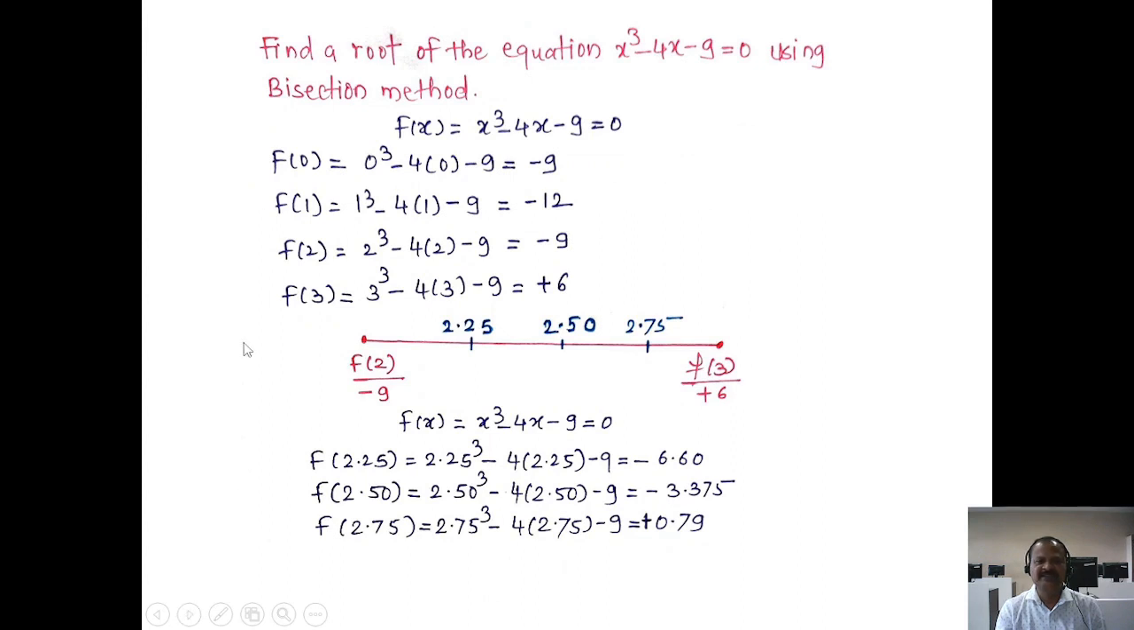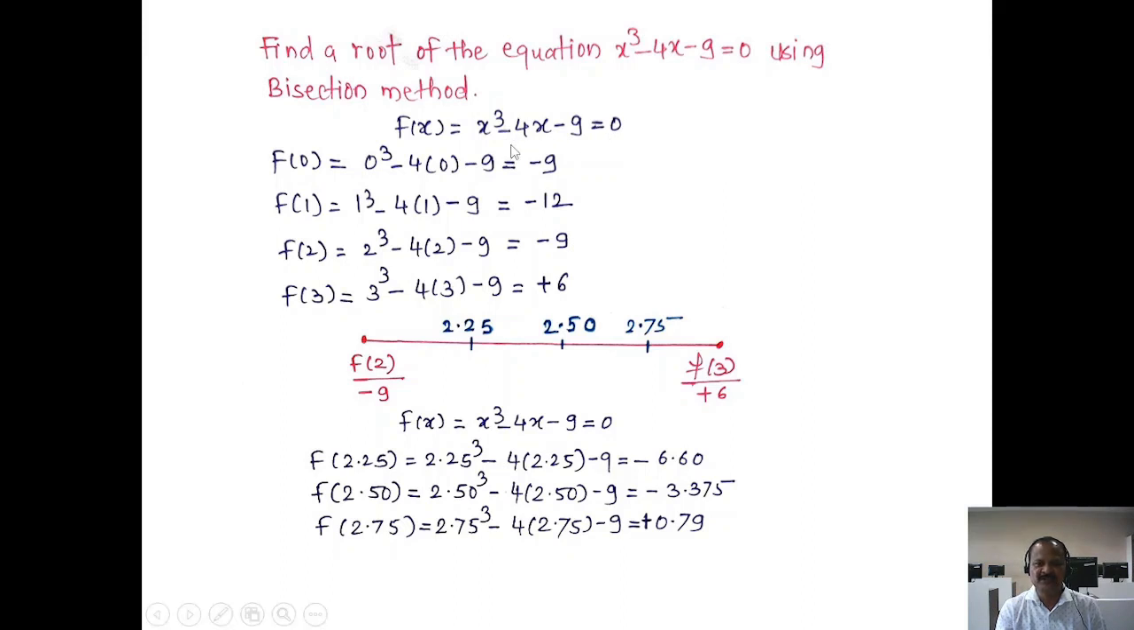Now we'll see one example. Find a root of the equation x cube minus 4x minus 9 is equal to 0 using the bisection method. Now first you have to write the given equation. So the equation is given like this: f of x is equal to x cube minus 4x minus 9 is equal to 0. Now we have to find the root of this equation.